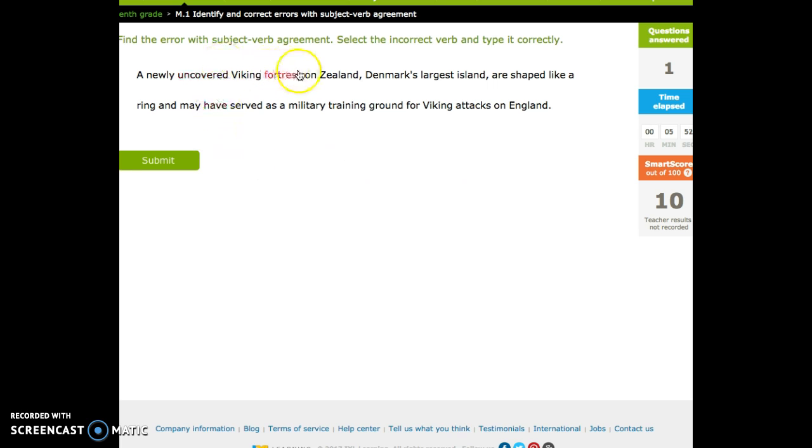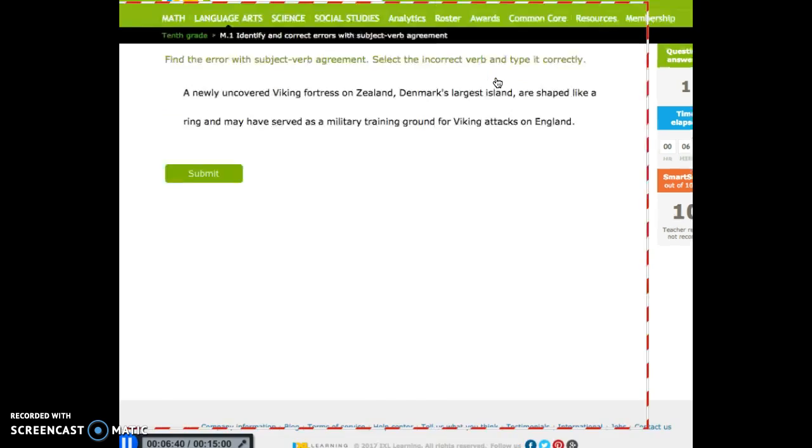A newly uncovered Viking fortress on Zealand, Denmark's largest island, are shaped. A fortress is the thing that is shaped. So, a fortress, singular, is.